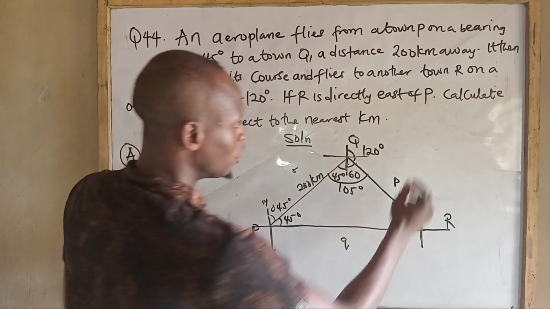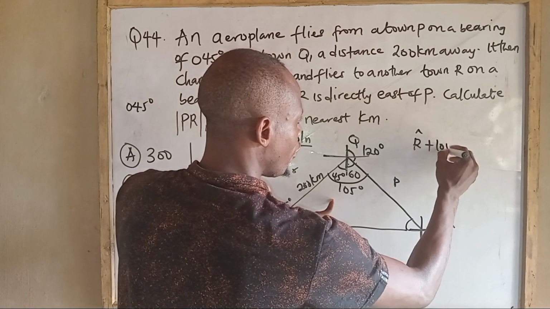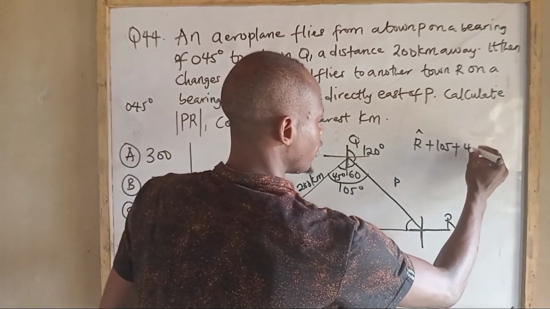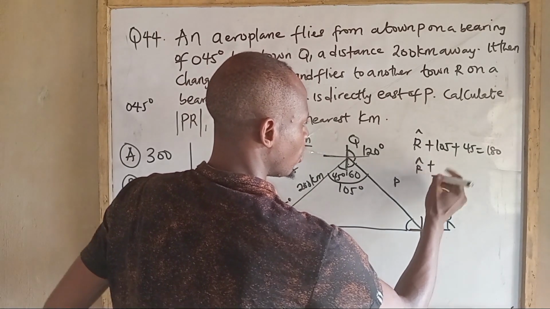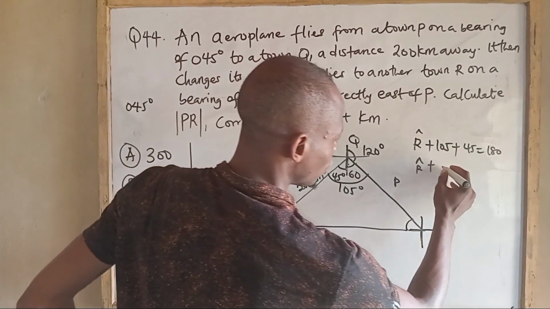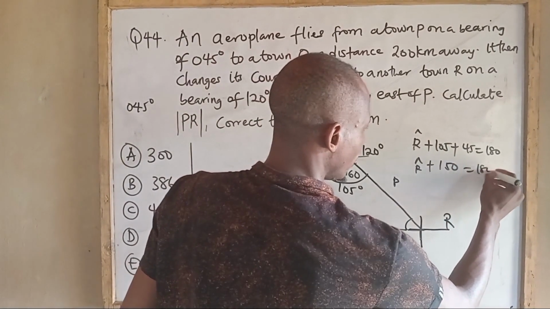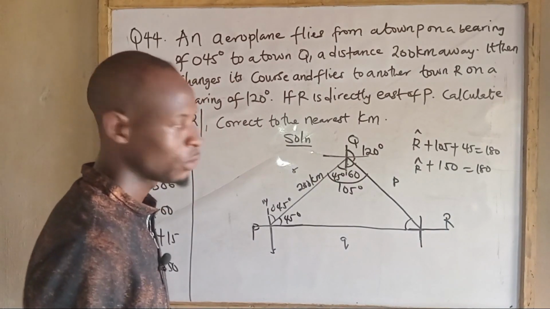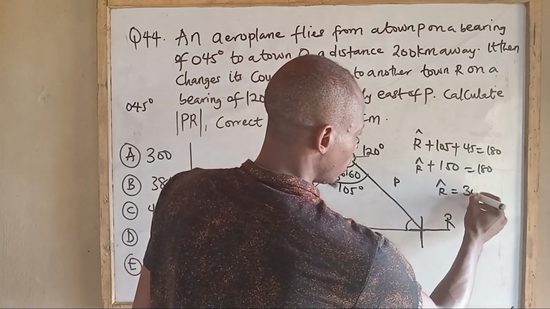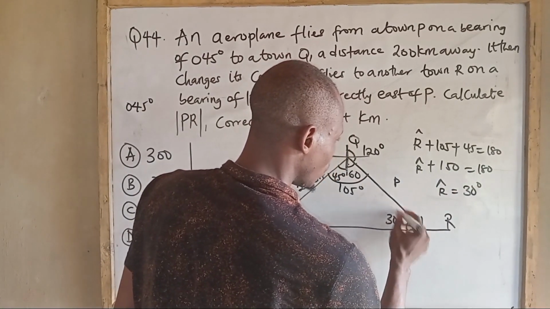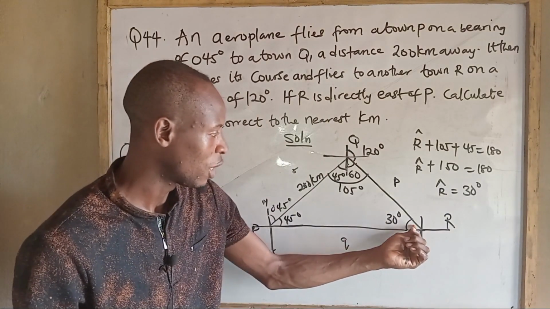This now we don't know. You can say that r plus 105 plus 45 is equals to 180. So angle R plus 105 plus 45 will give us 150, right? Is equals to what? 180 degrees. Are we together? So when you collect like terms, angle R will be equals to what? 30 degrees. That means the angle over here is what? 30 degrees.